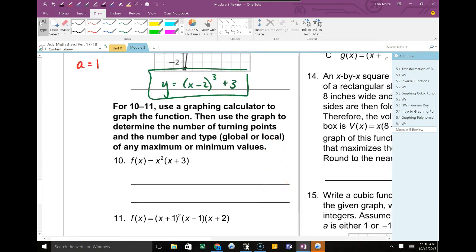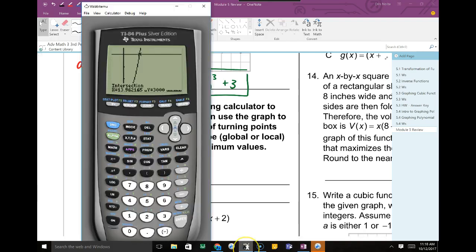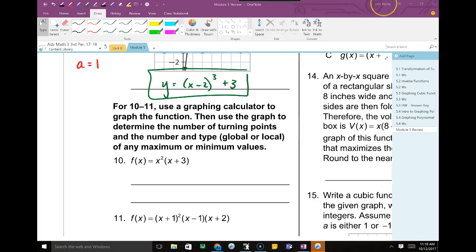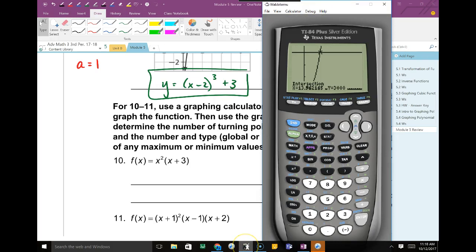Use a graphing calculator to graph the function, if necessary. We don't need one. Then use the graph to determine the turning points. It's up to you. Do you want to use a graphing calculator? Okay, we got to use our TI-84, this calculator, and turn it on is a good start. There we go. All right, so we're going to type these in.